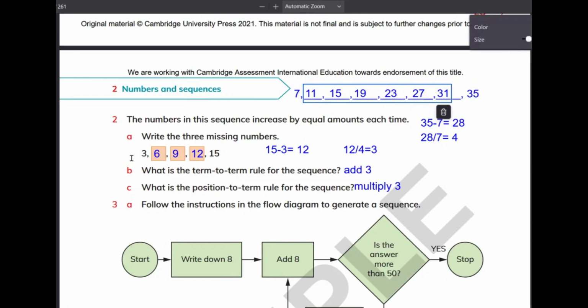Let's go back to our sequence here: 3, 6, 9, 12, and 15. They ask, what is the term-to-term rule for this sequence? The term-to-term rule is what you do to jump from each term to the next one: you are adding 3. And the second question, they say, what is the position-to-term rule for this sequence? The position-to-term rule is multiply by 3. Like 1 multiplied by 3 gives you 3. 2 multiplied by 3 gives you 6. 3 multiplied by 3 gives you 9, and so on. So the position-to-term rule is multiplying by 3.